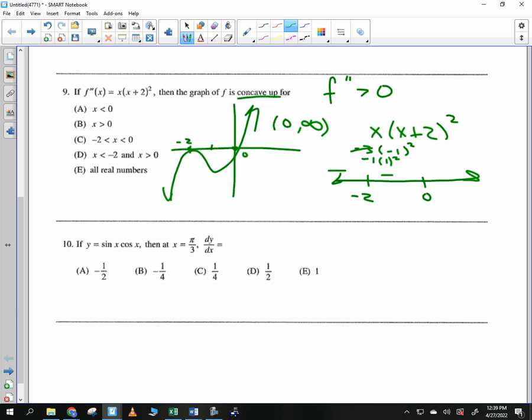Negative. And I'm going to try a number that way. I'll try 1. 1 times 3 squared is going to be positive. So I don't care whether you look at the graph or whether you test points, you have to realize that it's positive from 0 to infinity. So does the graph make sense to you or not?